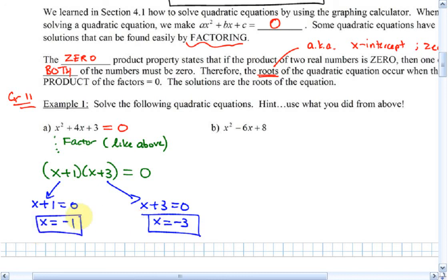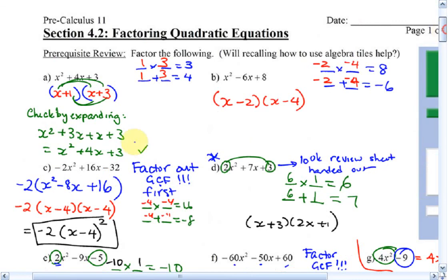Now, yes, Isabel? I don't understand how you get the x plus 1, x plus 3. I did that from above here. This idea of factoring. You missed it. I'll show you in a second. Okay, I'll do another one with you.